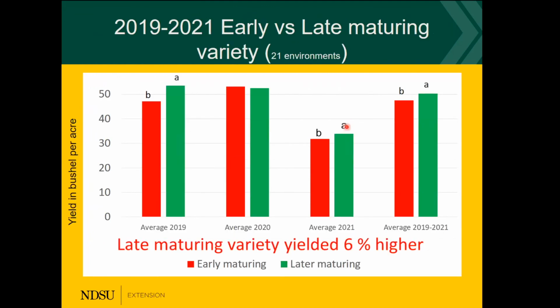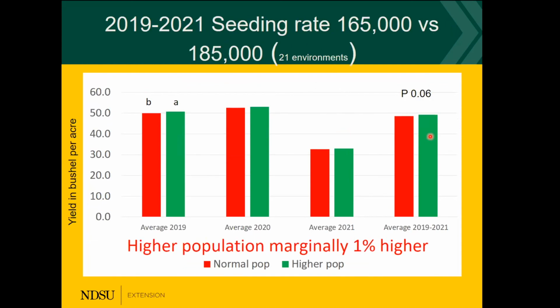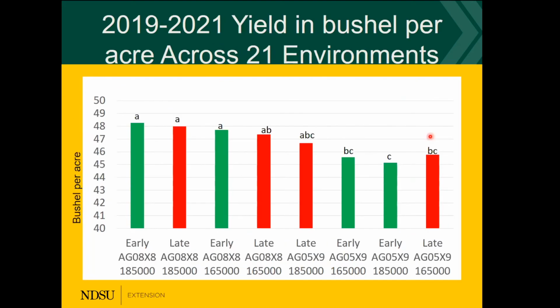But if we look at all the environments, and I'm looking at the last bars, we can see that there is definitely an increase in yield if we plant a later maturing variety. And in all those data points, we get a 6% higher yield. As for the higher population, we know that higher population sometimes gives you a higher yield, but that was not quite the case in this experiment. We saw a marginal higher yield, only 1% higher, and probably the cost of extra seed would not justify this. However, what I was interested in is to see if there is an interaction.